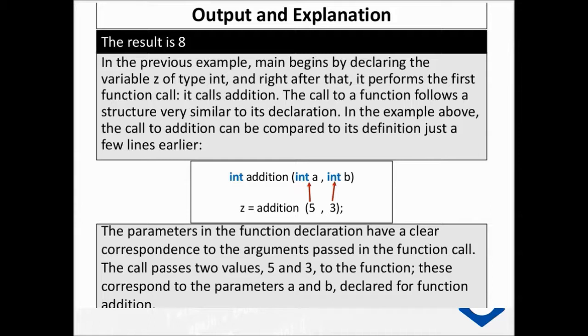The parameters in the function declaration have a clear correspondence to the parameters passed in the function call. The call passes two values, 5 and 3. These 5 and 3 are called the actual parameters to the function. These correspond to the parameters a and b, where a and b are called the formal parameters declared for function addition.